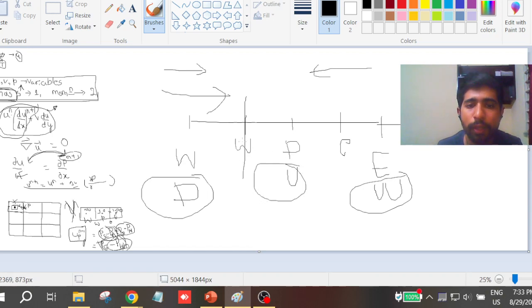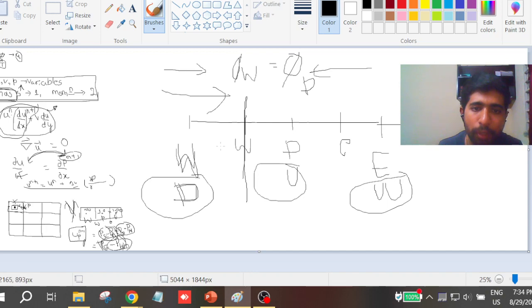Okay, so for the phase W, P will be upstream and E will be upstream of upstream, whereas capital W will be downstream. Usually in the FOU scheme, what we do is directly take phi W as phi upstream, which is phi P. In the central difference, it will be phi at capital W plus phi at capital P divided by 2. This is FOU, this is central difference.